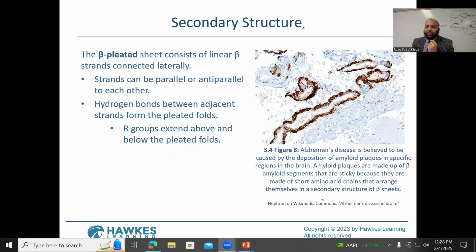Alzheimer's disease is believed to be caused by deposition of amyloid plaques in specific regions of the brain. Amyloid plaques are made up of beta amyloid segments that are sticky because they are made of short amino acid chains that arrange themselves in a secondary structure of beta sheets.